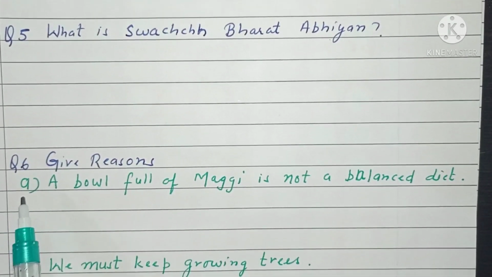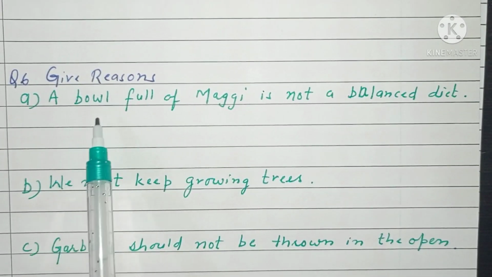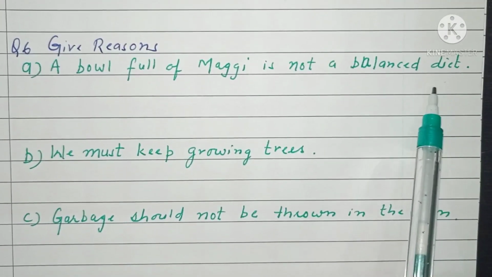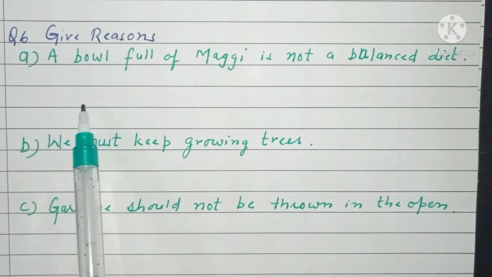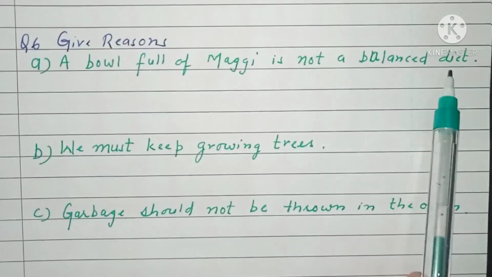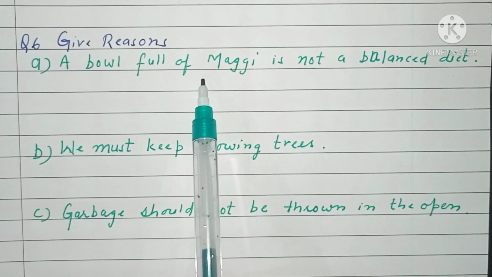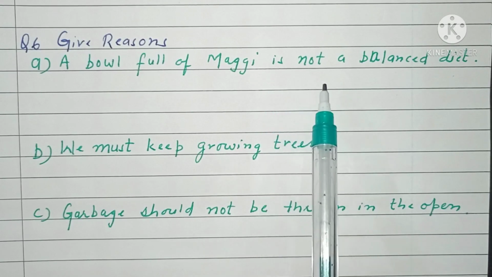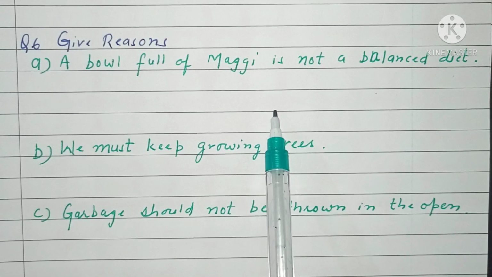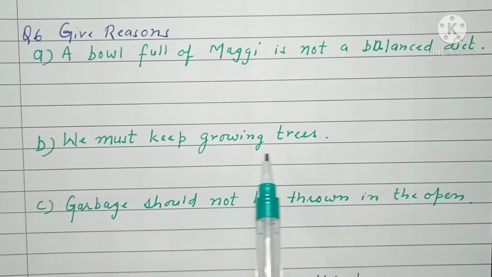In question number 6, we have to write the reasons for the following. A bowl full of Maggie is not a balanced diet. What's the reason? If you feel hungry and you are just taking a bowl full of Maggie, are you taking a balanced diet? No, certainly not. Because a bowl full of Maggie is not providing you with all the essential nutrients which are actually the need of your body.